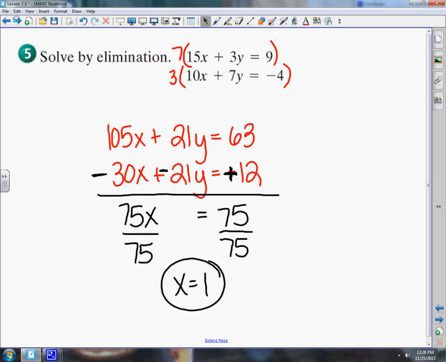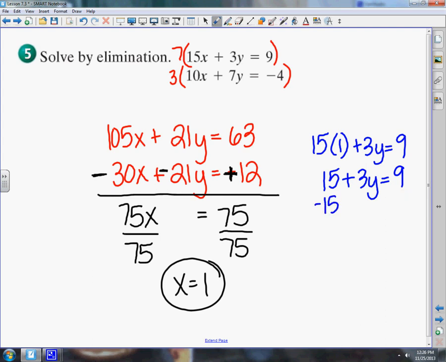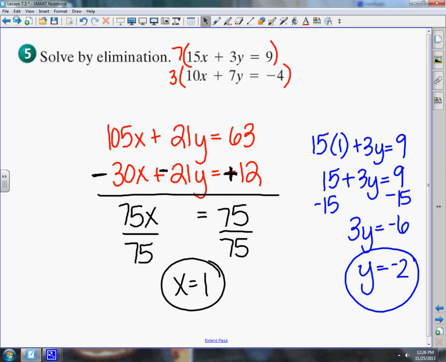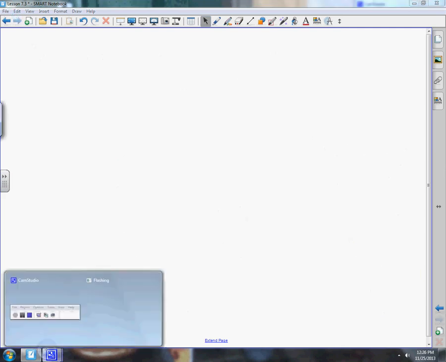And then I plug that back into my original equation. 15 times 1 plus 3y equals 9. So 15 plus 3y equals 9. And then I subtract 15. So 3y equals negative 6. So y is negative 2. y is negative 2, x equals 1. All right, that's it for your notes.